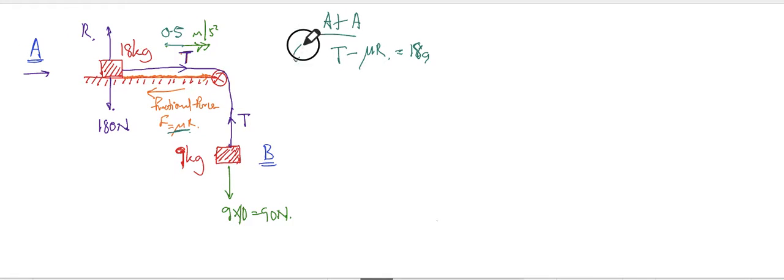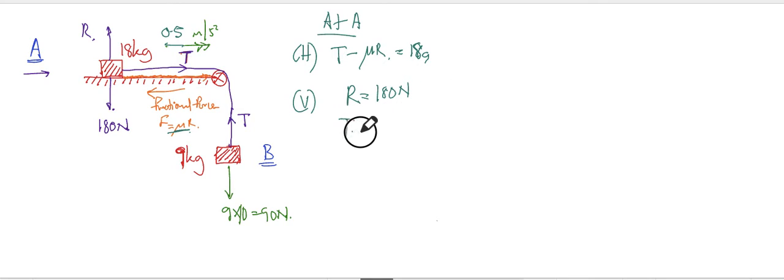And then vertically, what's happening is you have R acting upward, which is the normal force, and then there's a weight acting downward. So R equals 180 newton. And we know how to find R, it's given over here. So now let's substitute this.